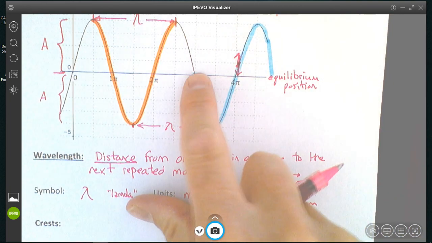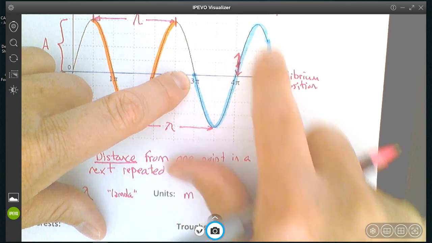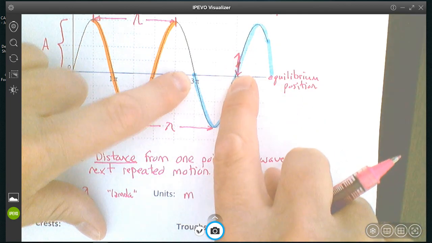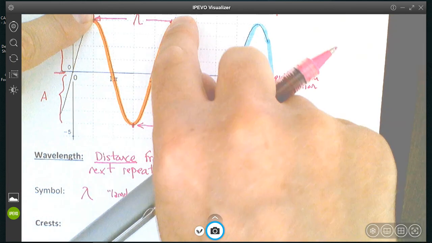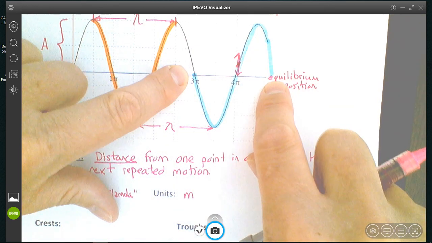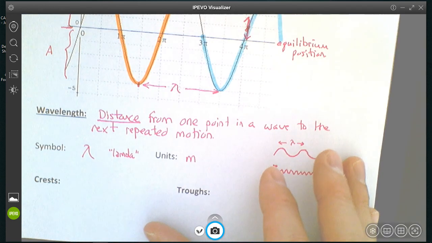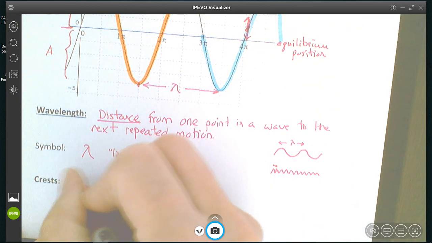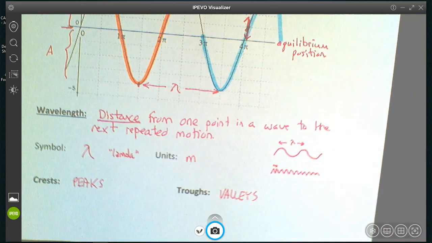And so you can see that because it started at the equilibrium position, went down, back, but that's not the same spot it was before. It's right there. That's half the wavelength. So from crest to trough, that's half the wavelength. From crest to crest, full wavelength. Trough to trough, full wavelength. If you start from here to there, full wavelength. So you can visualize it however you wish. Okay? The crests, sometimes we call the peaks, and the troughs, we sometimes call the valleys.